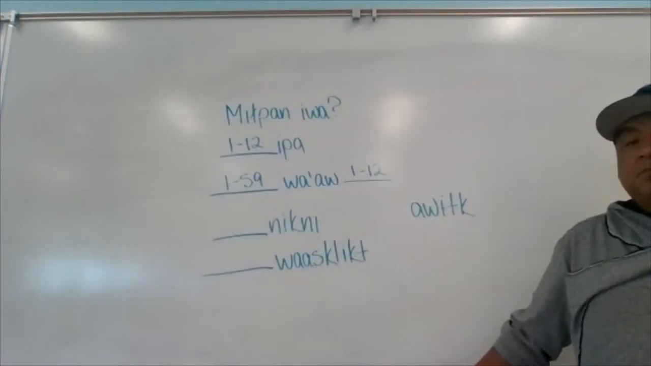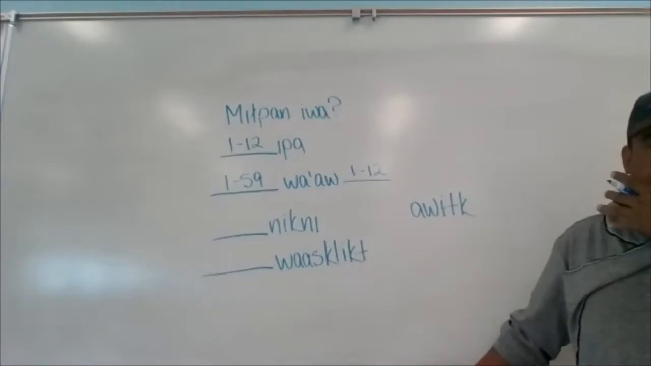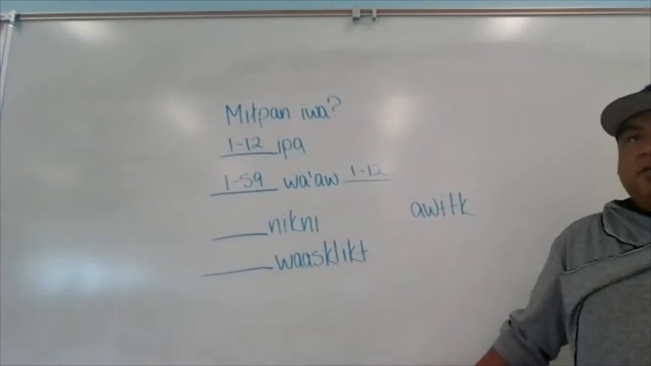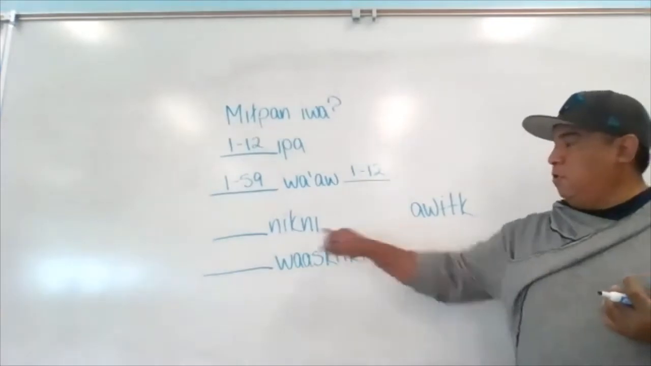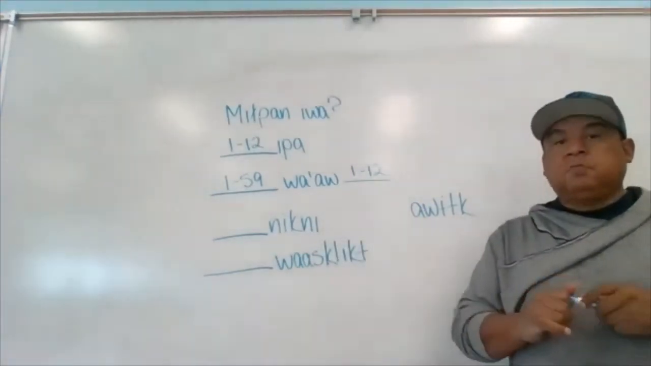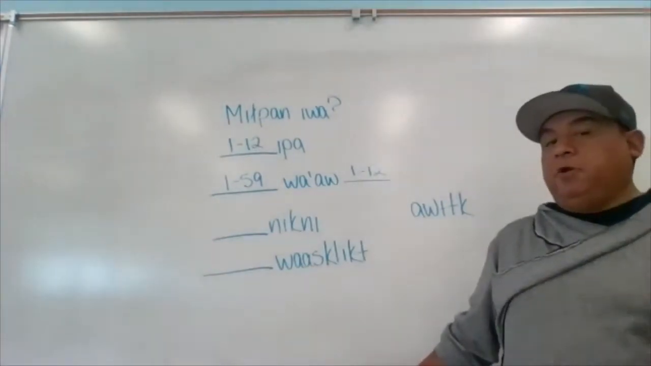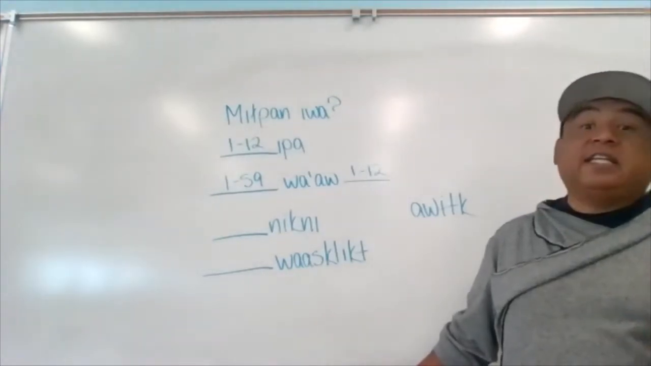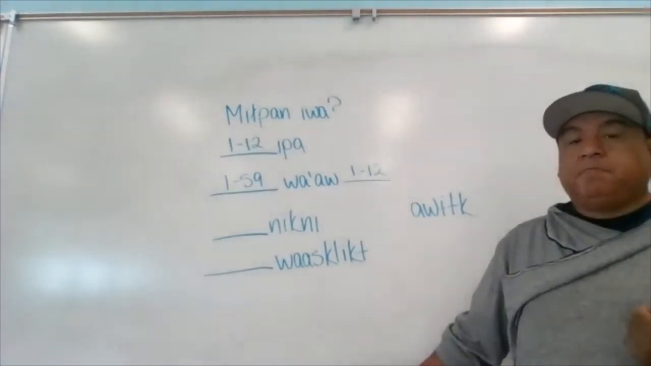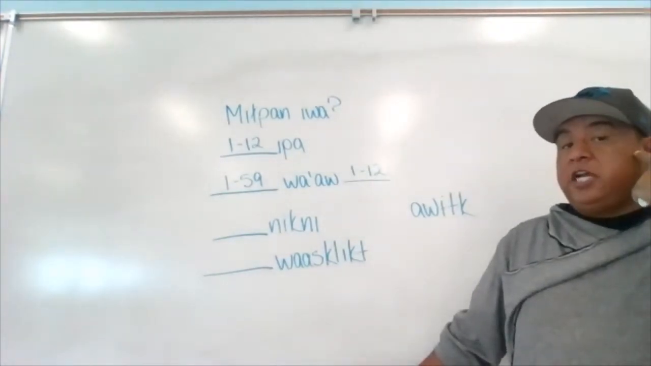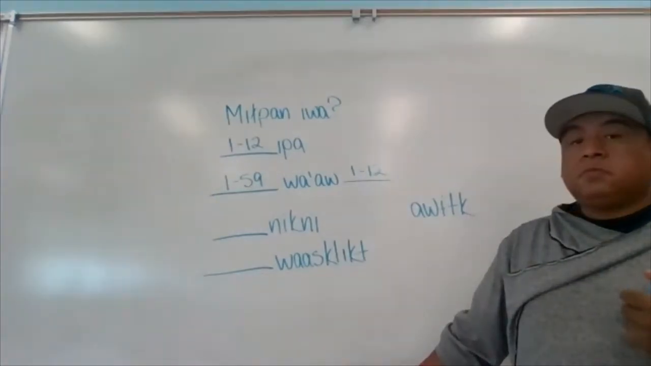Damien, do you need to include nikni, or would awutk by itself in the right context just be 30 minutes, half an hour? You would have to put nikni in there, because if you just say half, you would say half what? Because if you say awutk wasklit, you're saying half a minute, 30 seconds, pretty much. It's awutk nikni, that's a half hour. So half of an hour, actually. Awutk nikni. That makes sense.